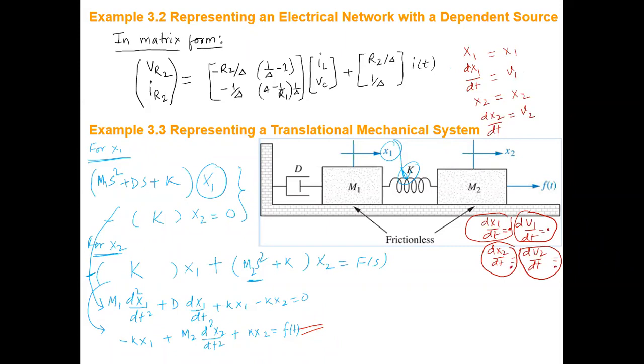Left-hand side is fixed. Left-hand side is dx1 dt. What is on the right-hand side? dv1 dt, what is on the right-hand side? dx2 dt, what is on the right-hand side? dv2 dt, what is on the right-hand side? You have to fill in the right-hand side. So what is your dx1 over dt now? Let's finish the first one.